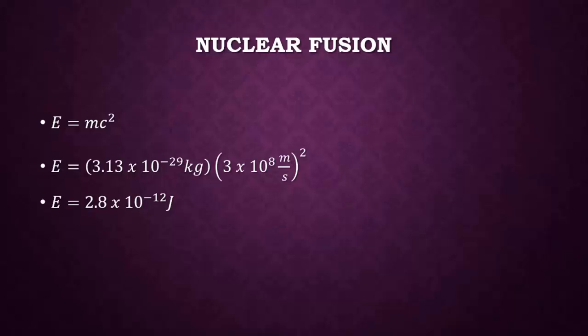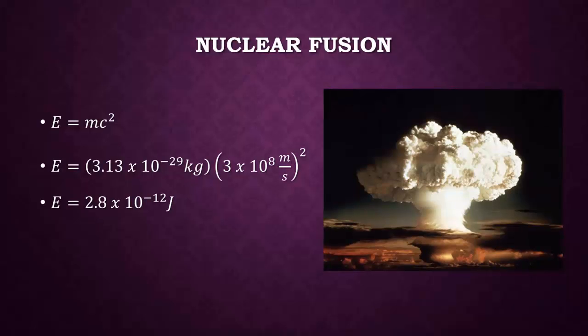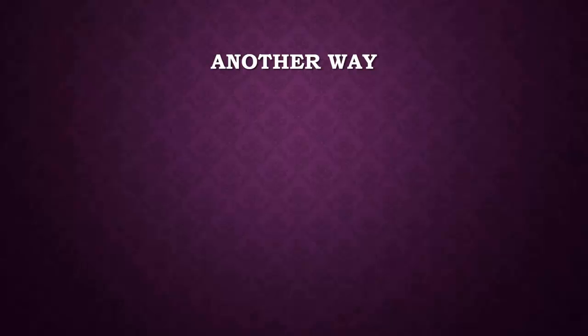This all by itself is not that much energy. But when you have this reaction happening many times all at once, you do get a lot of energy, such as in the Sun or in a nuclear explosion. In addition to using the equation E equals mc squared, there's also another way of finding the energy equivalent of a certain amount of mass, or the mass equivalent of a certain amount of energy.